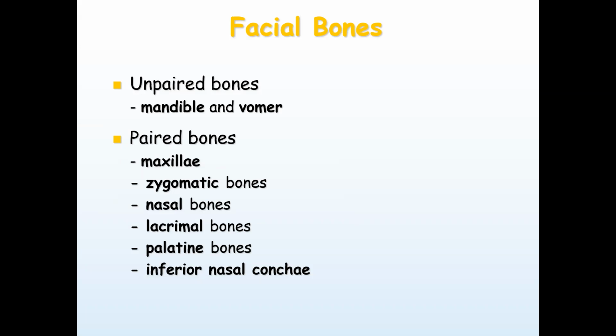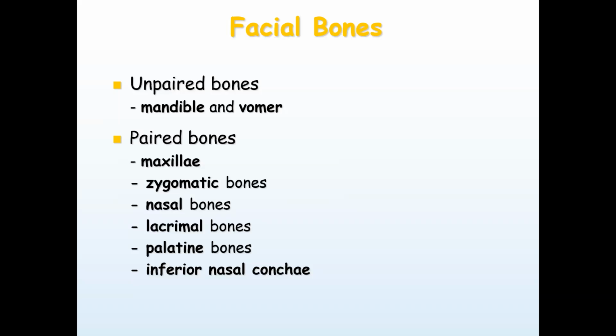Facial bones, there we have, of course, once again, unpaired bones and paired bones. So your mandible is an unpaired bone. Mandible, of course, is your lower jaw. It's unpaired, of course, because you don't have an upper jaw that looks the same as your lower jaw. They are distinctly different. It also mentions the vomer here, which is going to be around the nasal cavity. I'll show you in a minute.